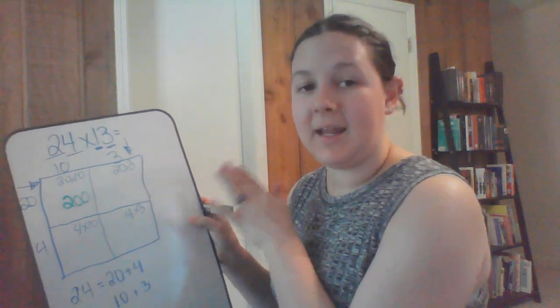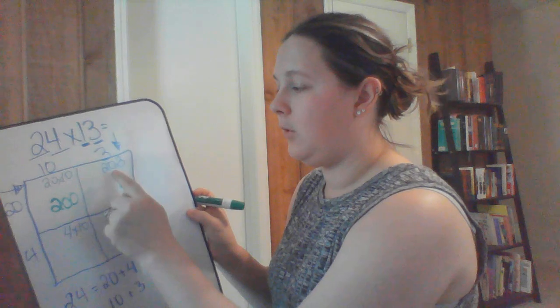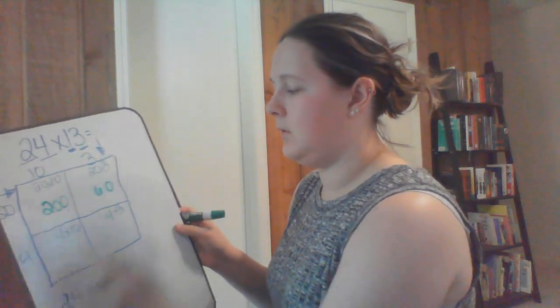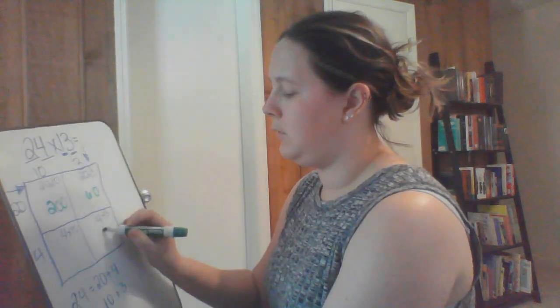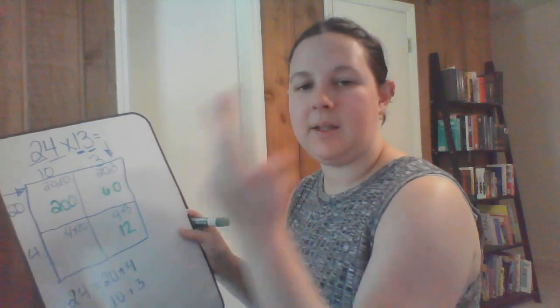20 times 3, again, I don't know that. But there's 1 zero, so that will be 1 zero at the end of my answer, which leaves 2 times 3 is 6. So 60. 4 times 3: 4, 8, 12. 4 times 10: 10, 20, 30, 40.